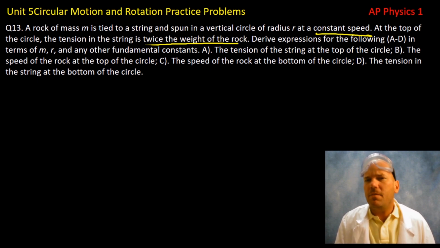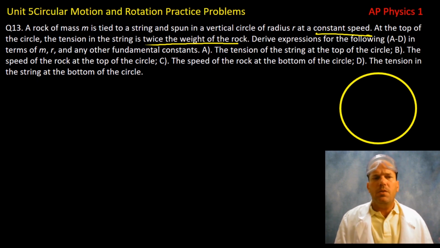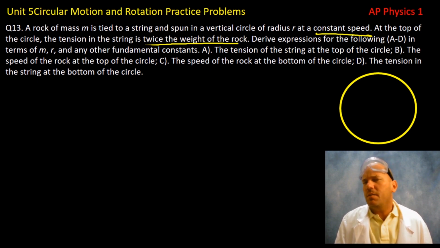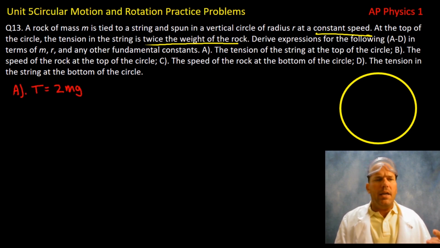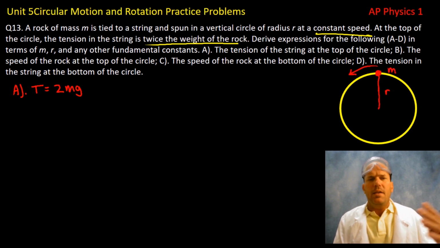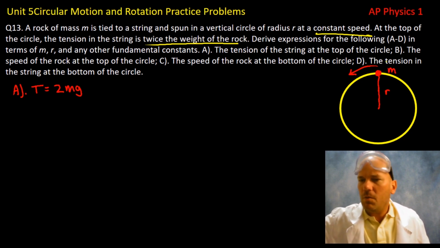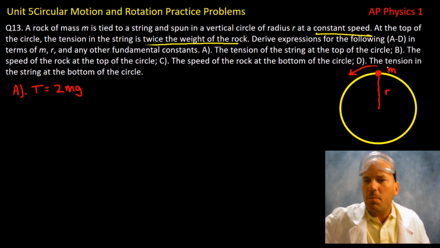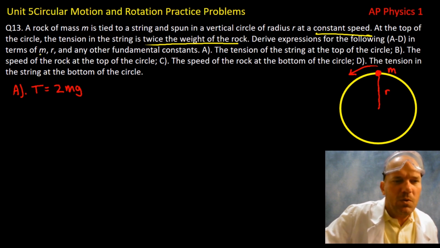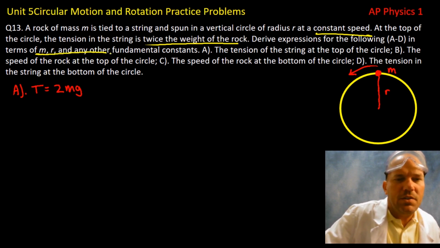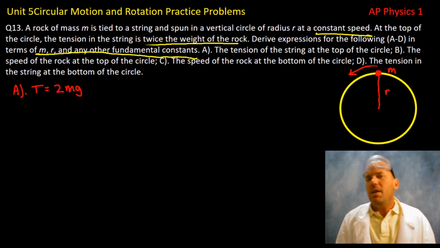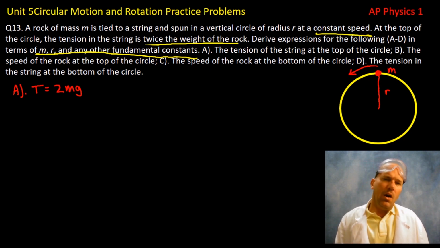Before we derive, let's analyze what we've been told here. So we have a rock, and it's in a vertical circle, and we're being told that the force of tension is twice the weight. So we have our radius, we have our mass, and we were told explicitly that our derivations will be in terms of m, r, and any other fundamental constants.